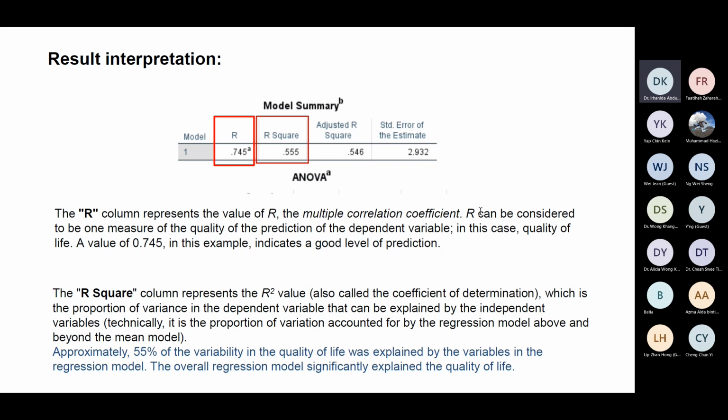And then we continue. The R square column represents the R square value, also called the coefficient of determination, which is the proportion of variance in the dependent variable that can be explained by the independent variables. Technically, it is the proportion of variation accounted for by the regression model above and beyond the mean model. So over here we have the R square value of 0.555. It means that it contributes 55% of the variability in the quality of life. The overall regression model significantly explains the quality of life.